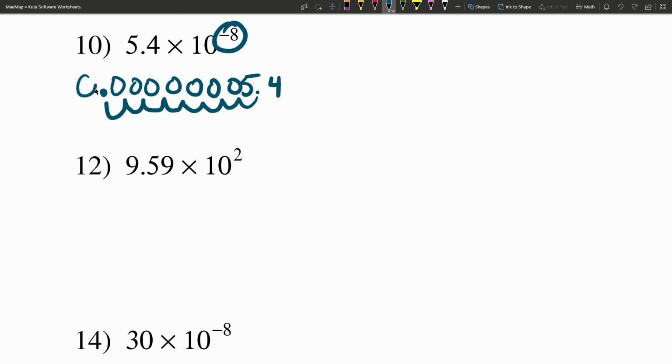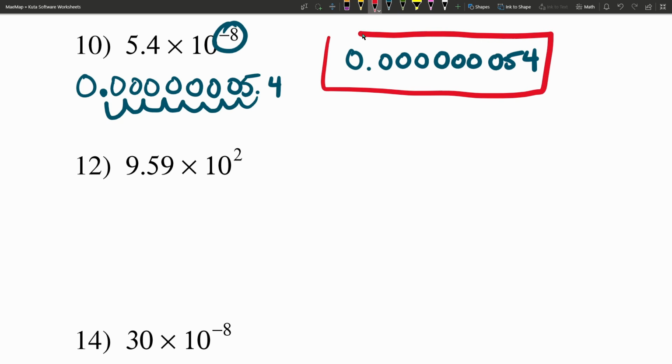And it's common to write a 0 in front of a decimal so that it's easier to see where that decimal place is. So we have 0.000000054. That's our solution in number 10. And again, scientific notation is just another way to concisely write this number. So this is a little bit easier to read than all of these zeros over here. But they are equivalent. They represent the same number. This is just a more concise way of writing it.